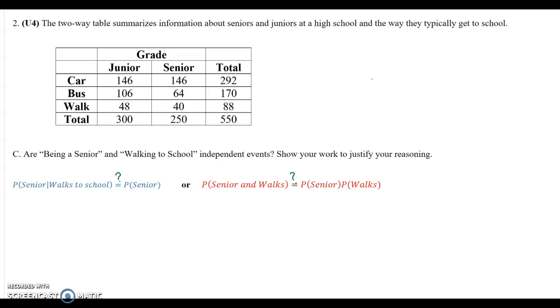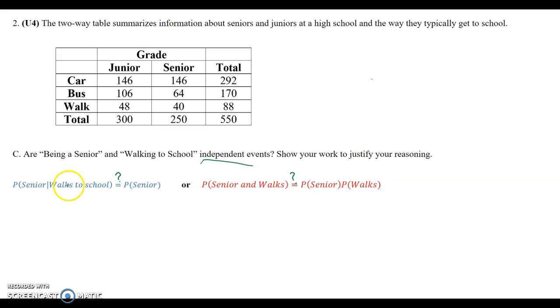Let me show you what that looks like. Put a question mark right there above the equal signs, because you don't want to start with the idea that these are equal. You're checking to see if they're equal, and if they are equal, then the events are independent. So make sure you're very clear to the reader what you're checking for, and be clear in your explanation. And it says show your work to justify your reasoning, so make sure you're showing enough work. So this is what we're checking to see if this equals this.